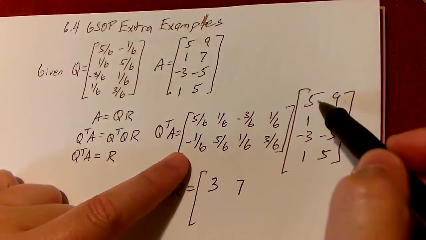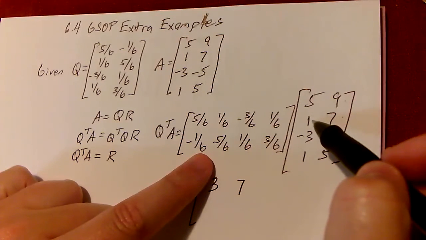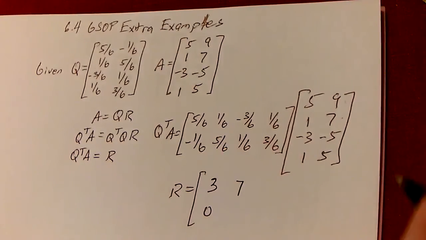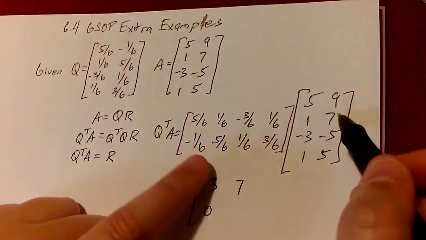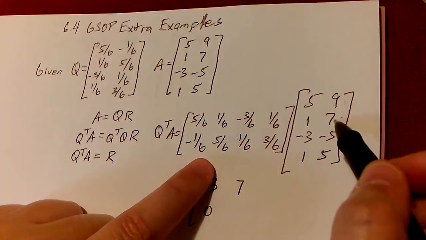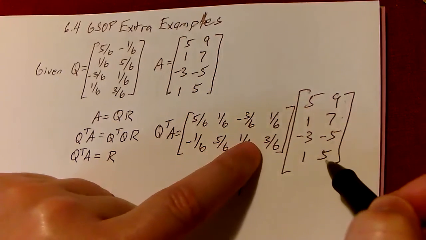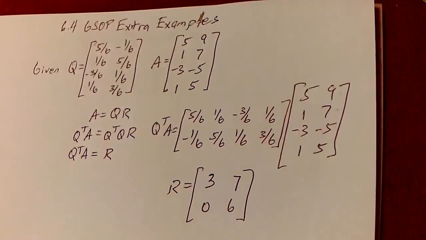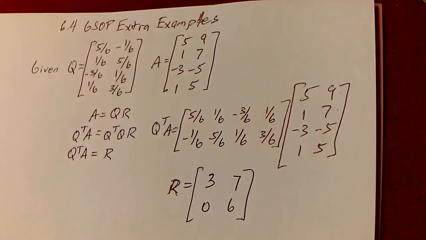Second row, first column, so -5 and 5 makes 0, -3 and 3 makes 0. We know R should be triangular, so that's good. Second row, second column, that's -9 plus 35 is 26. Minus 5 puts us at 21. Plus 15 puts us at 36. That is 6. And so there is my matrix R. I can easily do that multiplication.